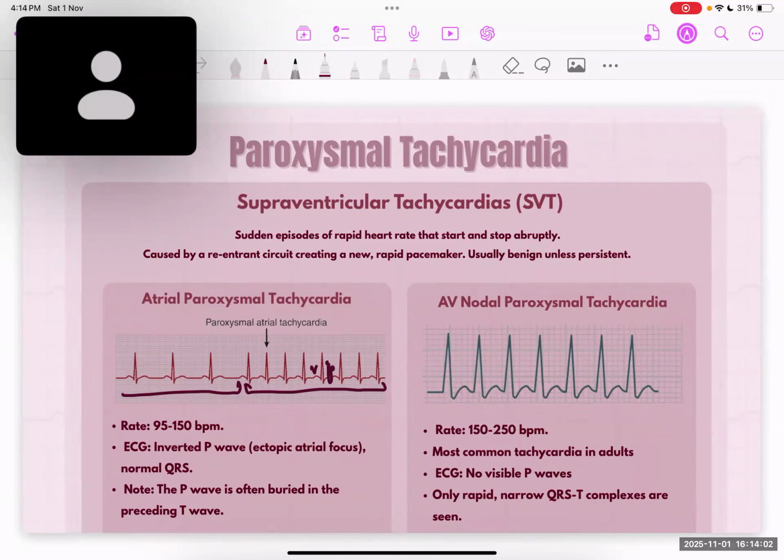It's the most common type of tachycardia in adults. On the ECG, you're going to see no visible P waves at all. Like here, you cannot even tell what it is. It's just a bump. And it's rapid, with narrow QRST complexes. They're very narrow. So this is your whole QRST complex.